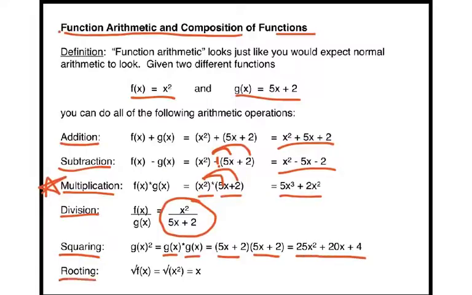Last, you could take the square root of a function, such as the square root of f of x. In this case, f of x is x squared, and the square root and the square cancel, and it's simply x. These are all examples of function arithmetic.